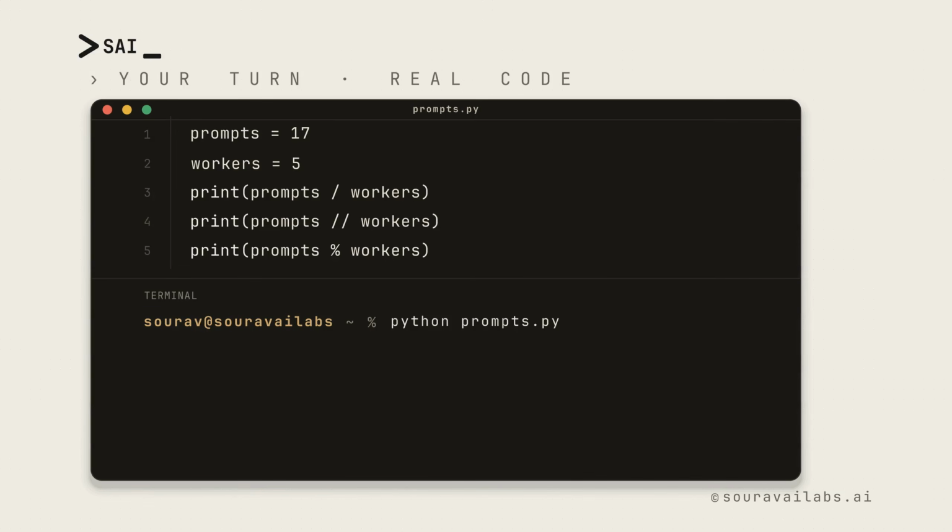You run it. Plain division gives 3.4. The answer you cannot hand out. Floor division gives 3, whole prompts each. And the last one gives 2, exactly what is still unassigned.